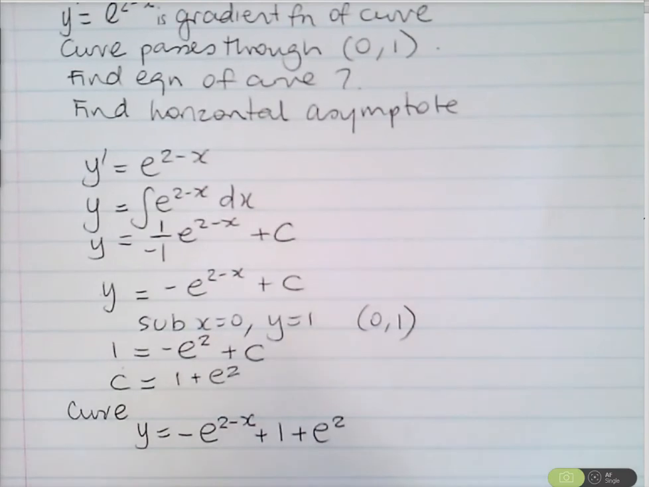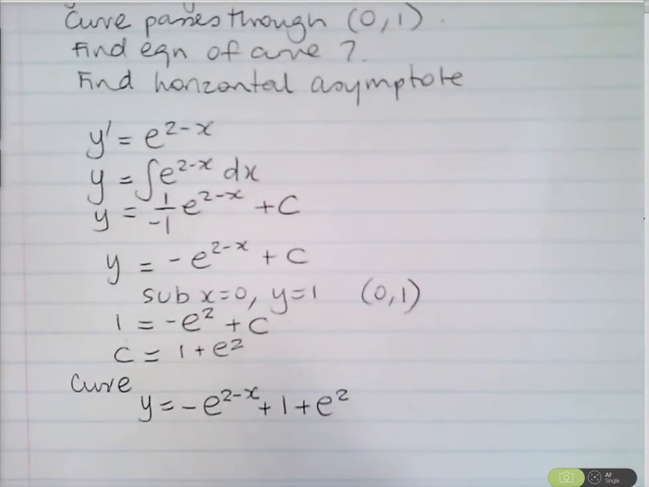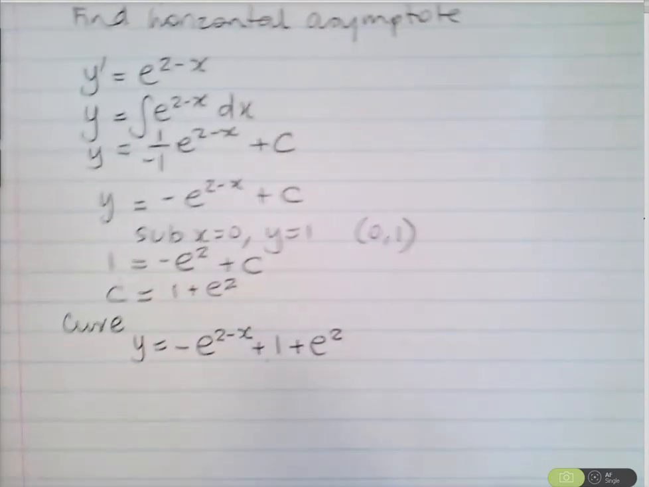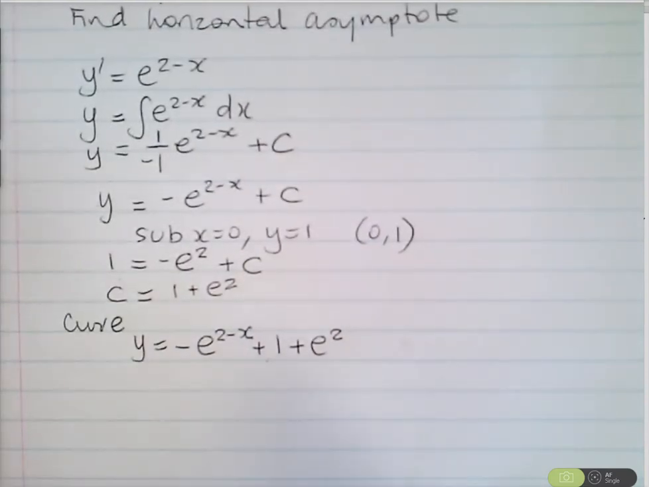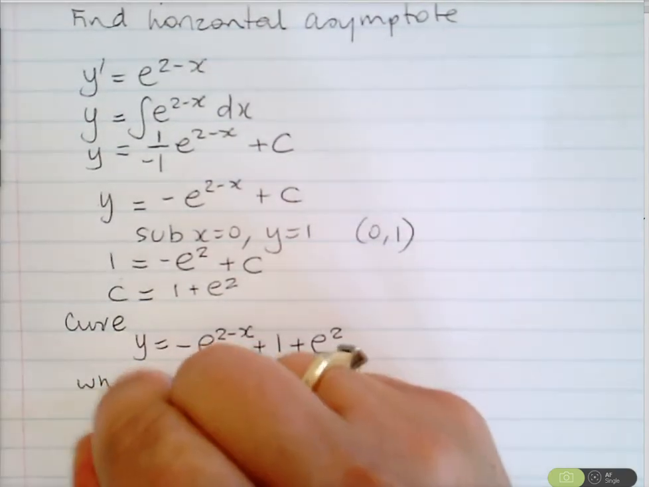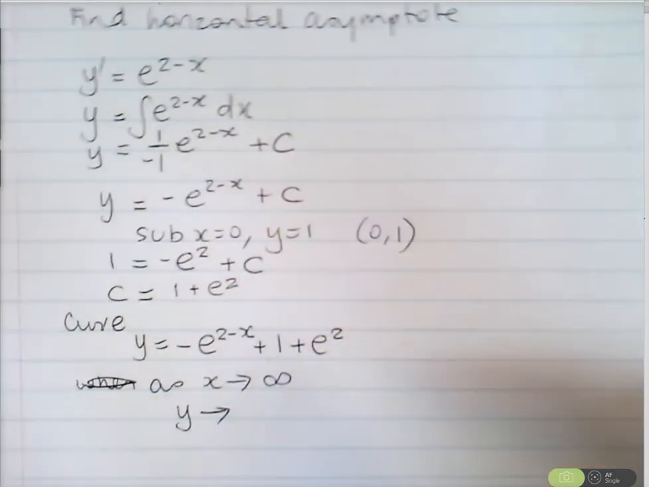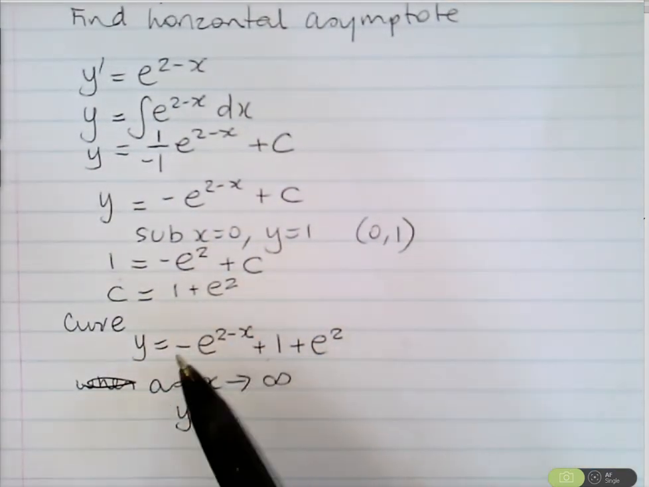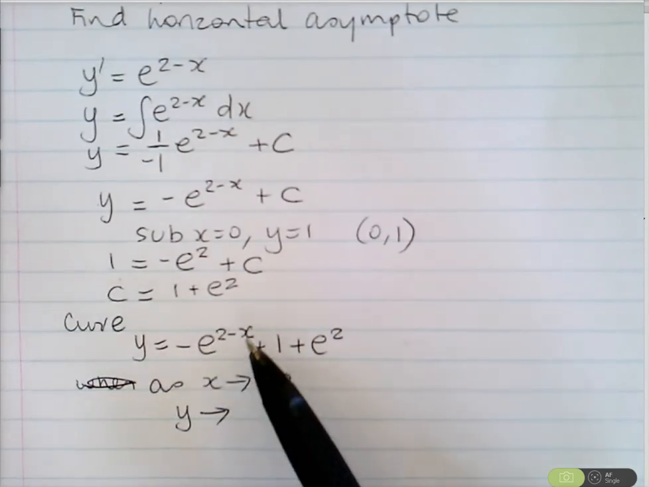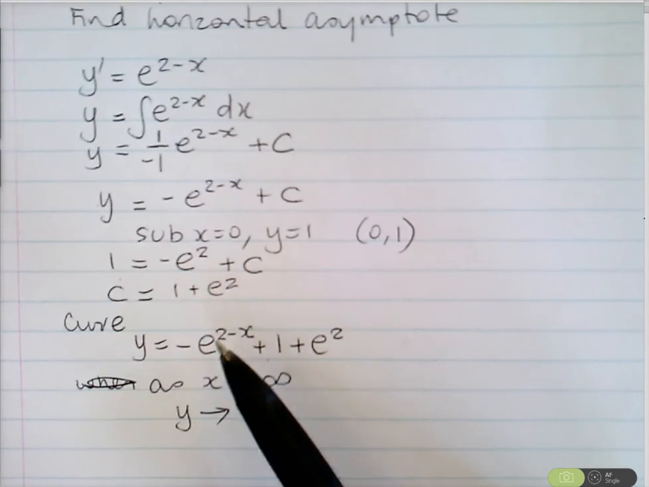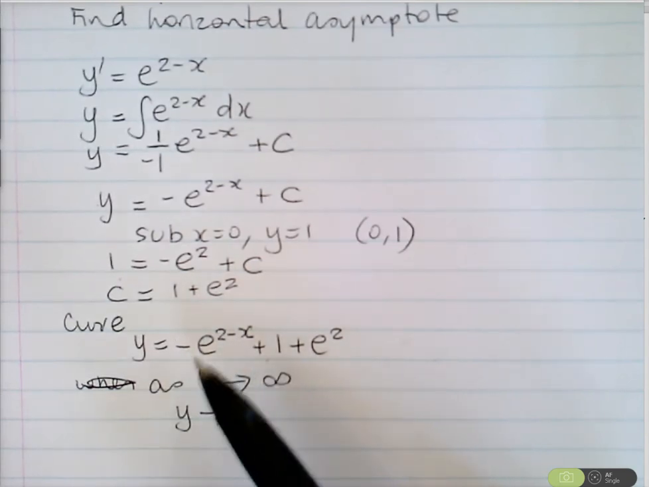That's the curve. Now it says to find the equation of the horizontal asymptote. Girls, why don't you just substitute a large positive value of x and a large negative value of x. Can you do that now? So why don't you just say as x approaches infinity, y approaches. If you're putting, say, x is positive 10, you go negative e to the negative 8, because 2 minus 10 is negative 8.